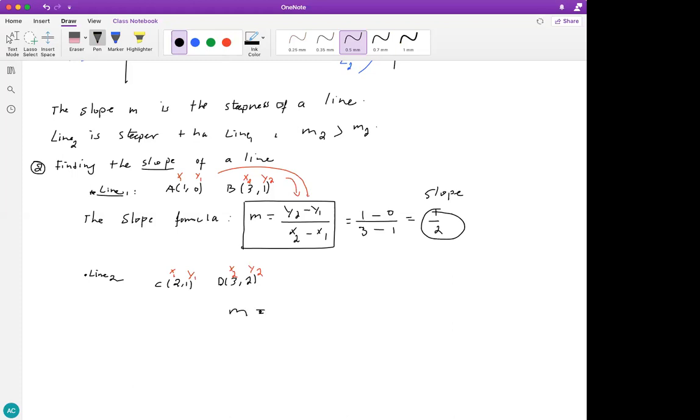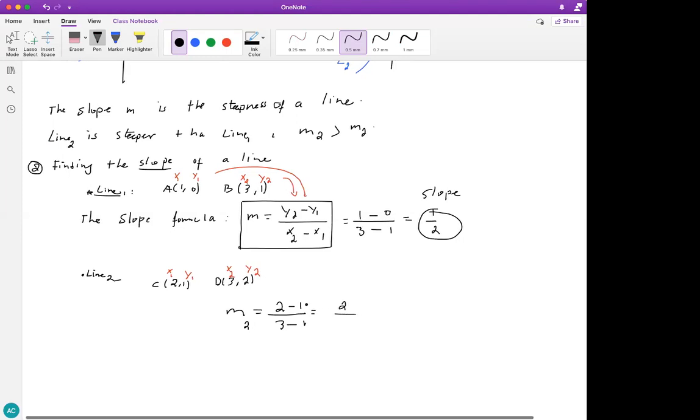So M, or slope, M2, will be Y2, which is here, 2, minus Y1, Y1 is here, over X2, which is 3, minus X1. X1 is here, that's 1. If you simplify this, you get 2 and 1, and a half. Okay, that's the slope of this line.